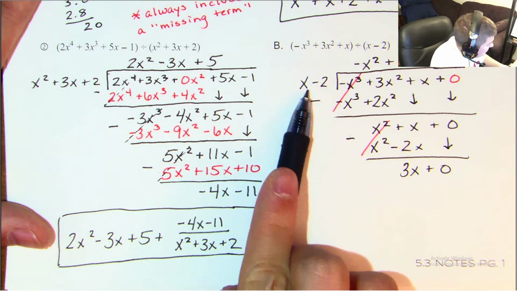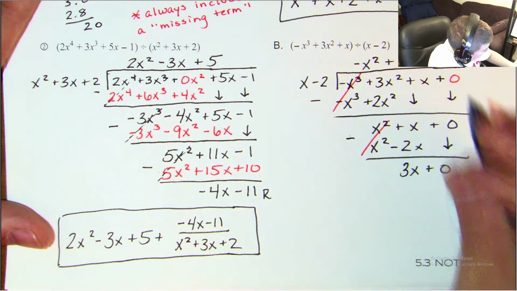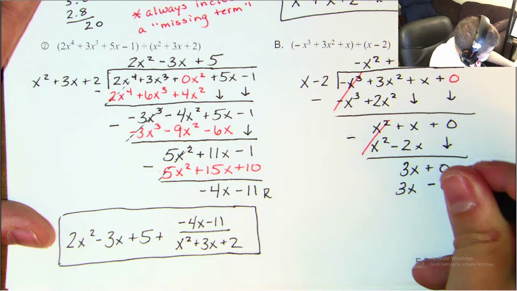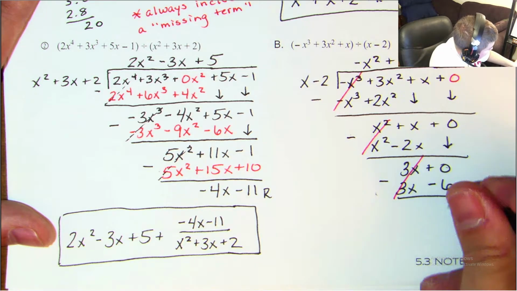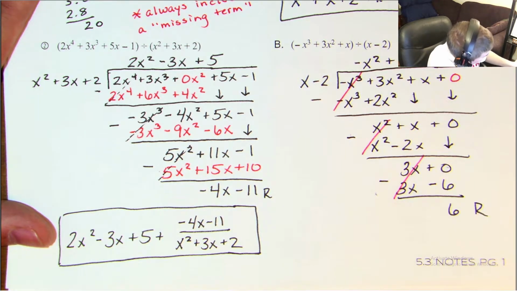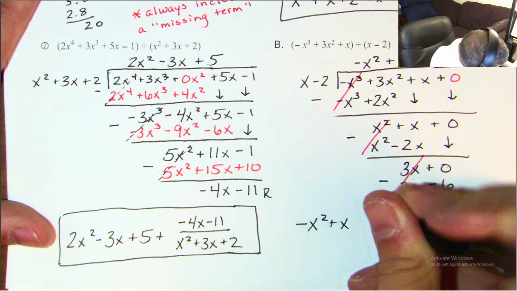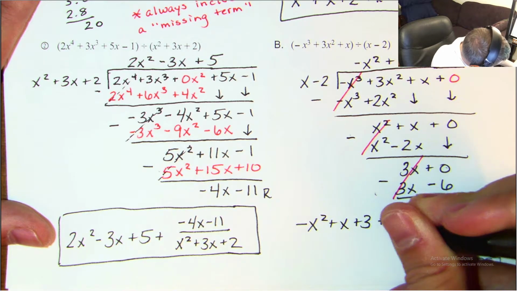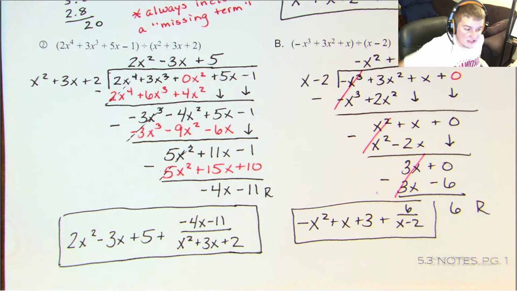And then what do I have to multiply x by to become 3x? I have to multiply it by 3. Okay, 3 times x is 3x. 3 times negative 2 is negative 6. And I subtract. 3x minus 3x cancels. 0 minus negative 6 is positive 6. That's my remainder. Okay, and my final answer is negative x squared plus x plus 3 plus 6 over x minus 2. And that is indeed my answer.